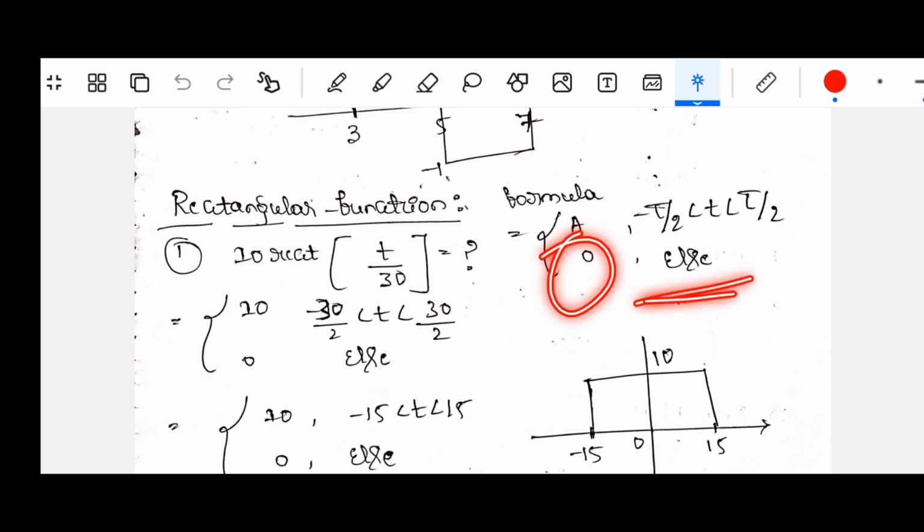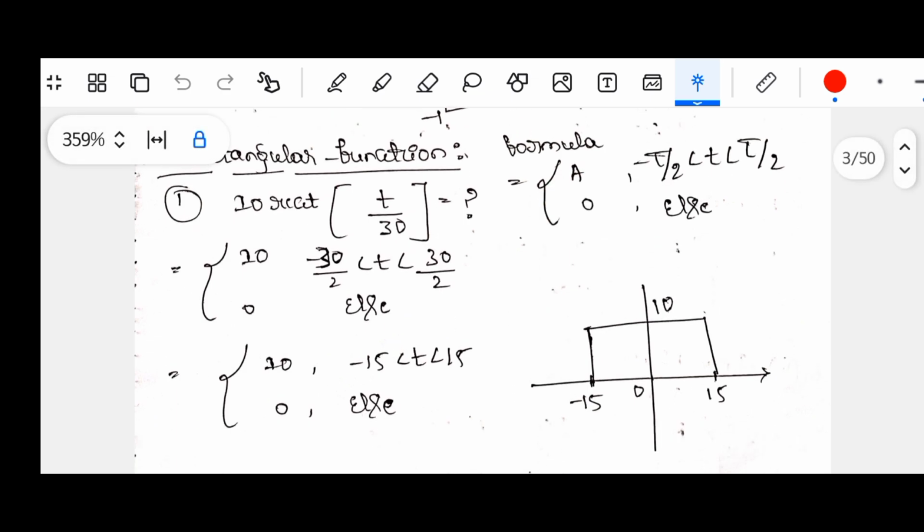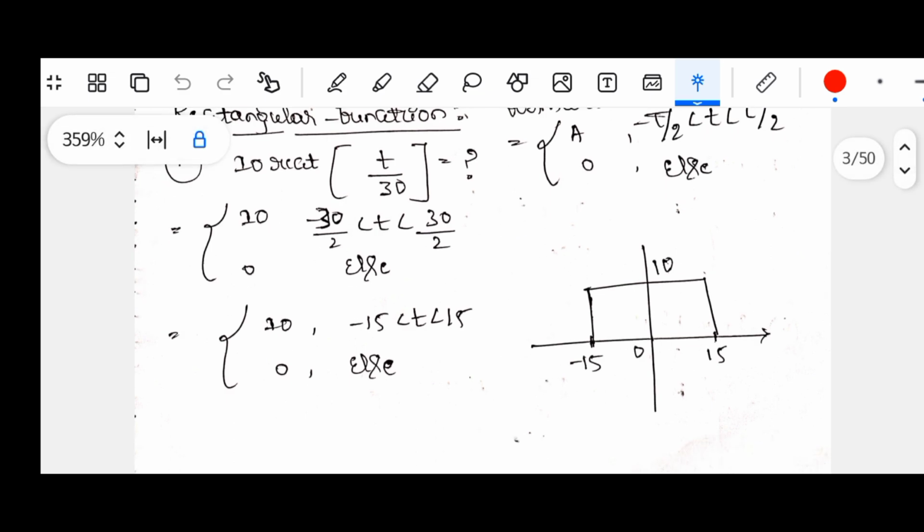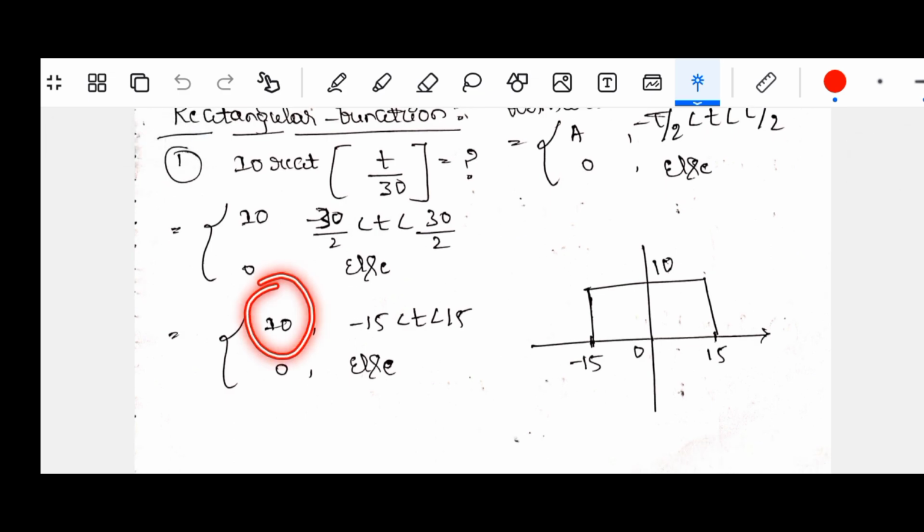It will be 0 else. First problem: 10 into rect of t by 30. Keep this 10 as it is. Minus 30 by 2 less than t less than 30 by 2, 0 else. So we will get minus 15 less than t less than 15.